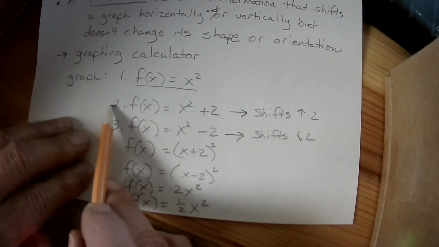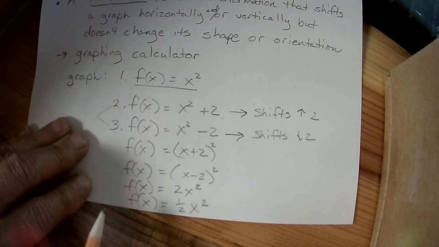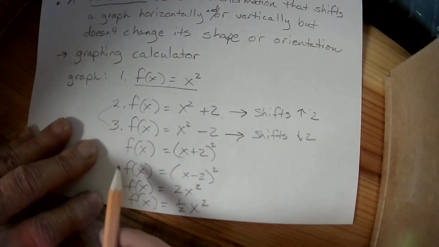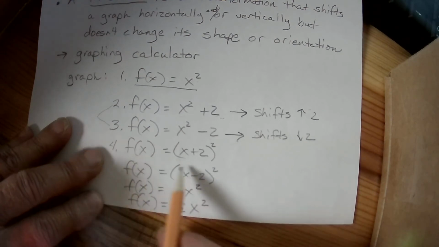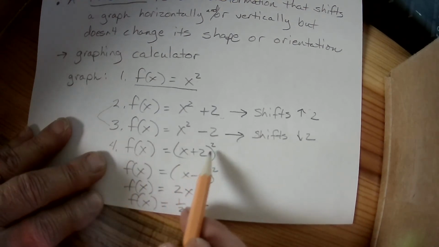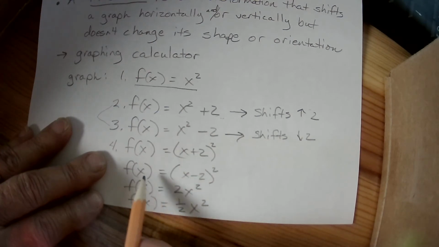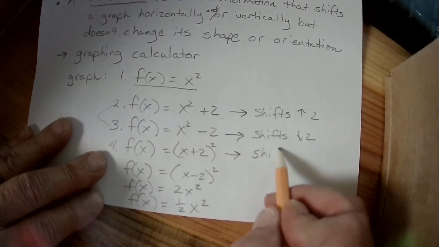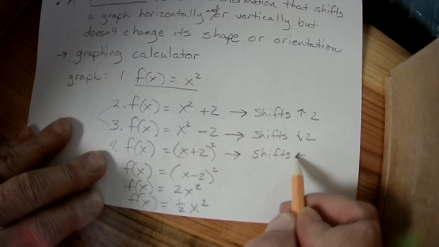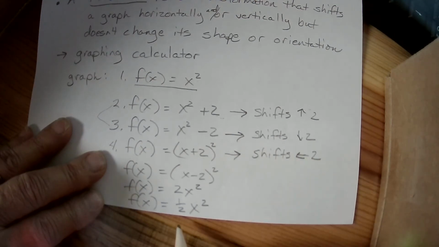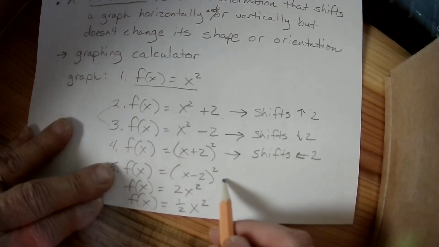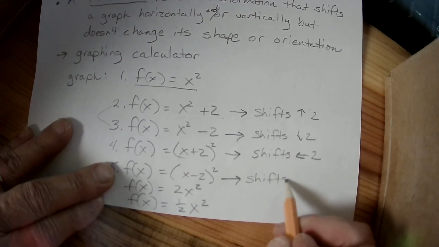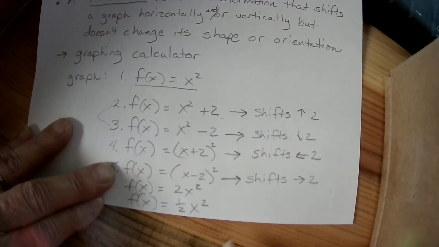Okay, so now I want you to clear these two. Keep number 1 up there because that's the parent function and we're comparing everything that happens to the parent function with these changes. And now I want you to graph f of x equals the quantity x plus 2 in parentheses, squared. When you do that, you will see that this shifts the parabola to the left 2 units. And then graph this one. When you do that, you'll see that this shifts the parabola to the right 2 units.